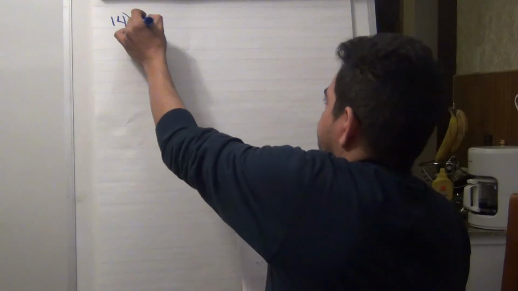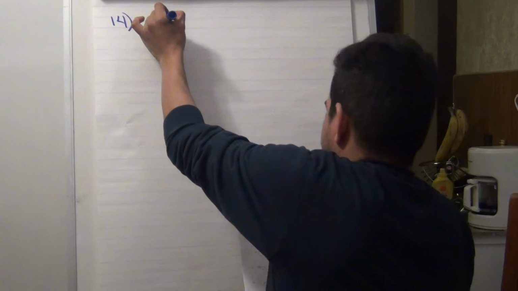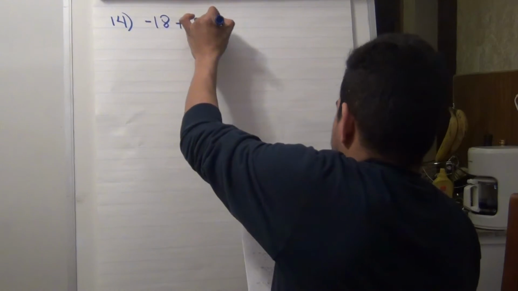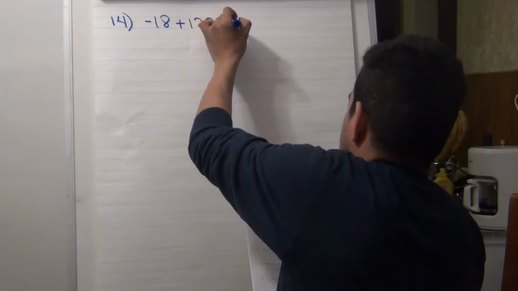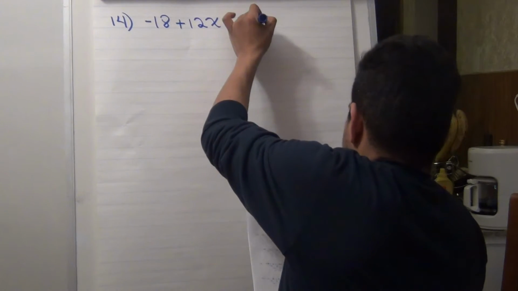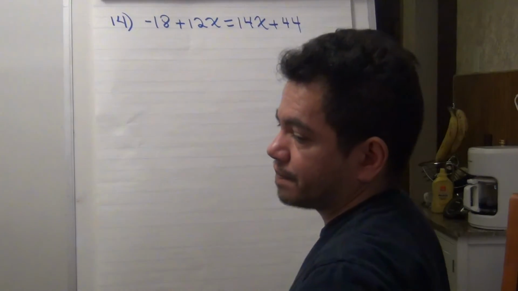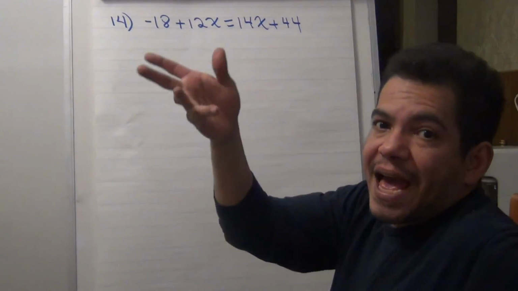Okay, so we have negative 18 plus 12x equals 14x plus 44. So here now we have an issue.